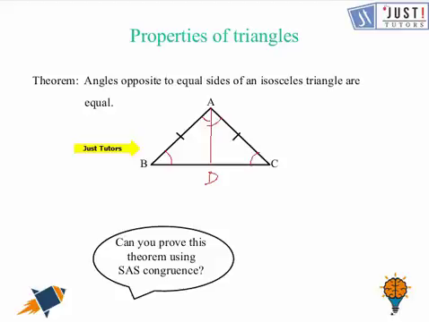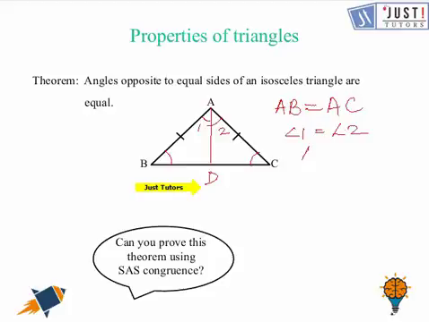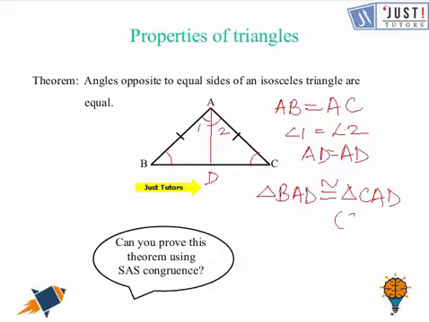Now we'll make triangle BAD congruent to triangle CAD. So we have AB equals AC. Let's name the angles 1 and 2. Angle 1 equals angle 2, and AD equals AD because that's common. So now by SAS rule we can say that triangle BAD is congruent to triangle CAD by SAS. As these two triangles are congruent, by CPCT, that is corresponding parts of congruent triangles, we can prove that angle B equals angle C.